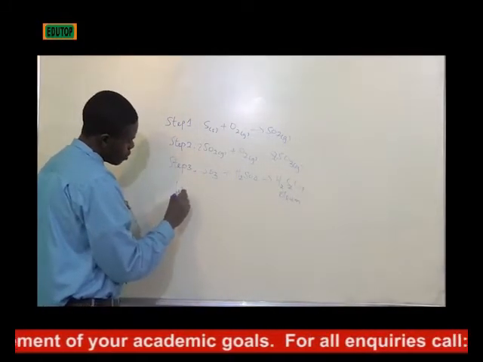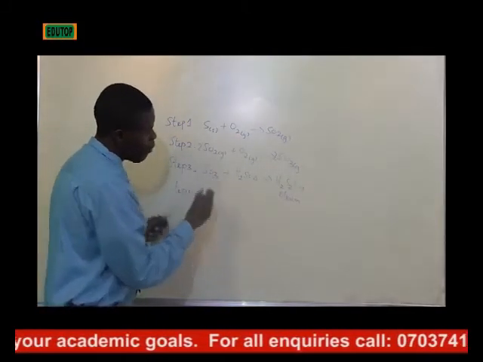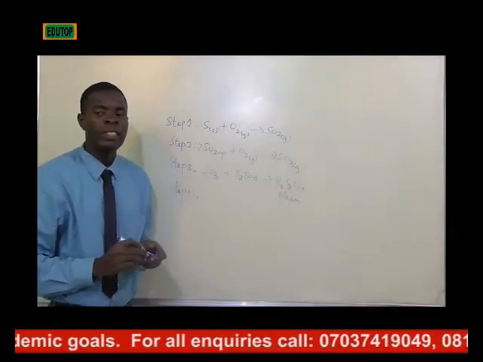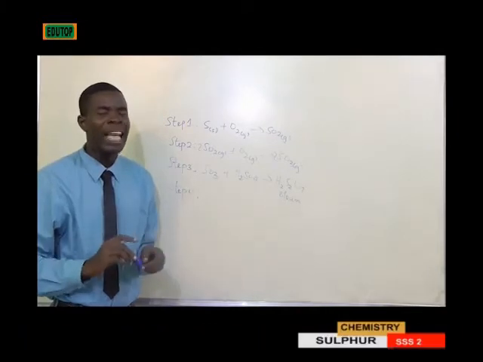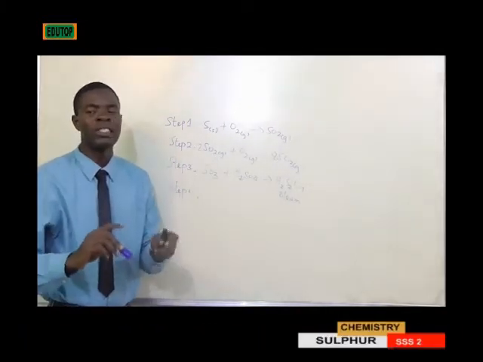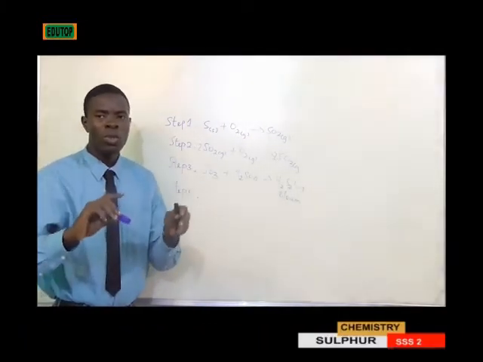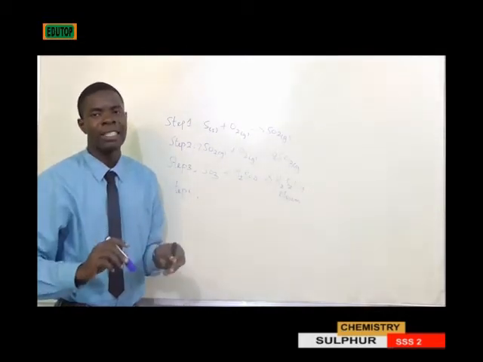Step 4. In step 4, oleum is then dissolved in water to give 98% tetraoxosulfate(VI) acid, which is the most useful acid that you have.